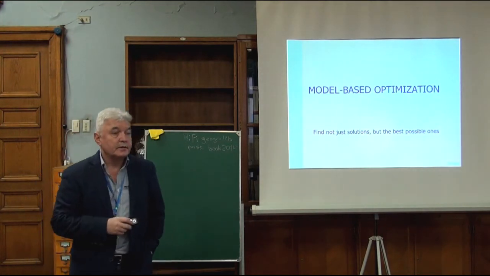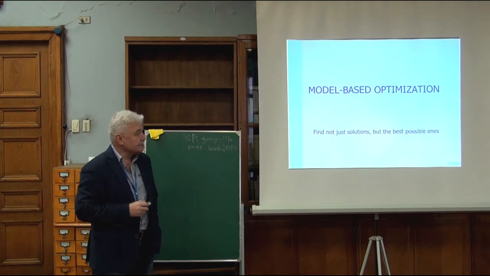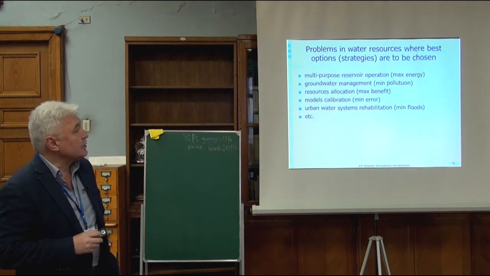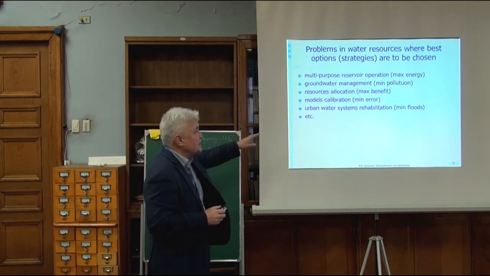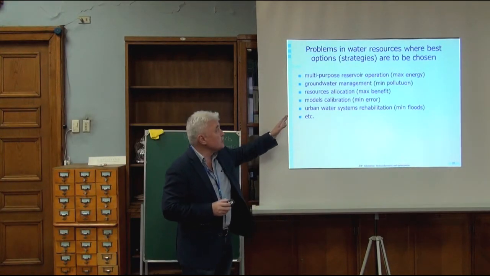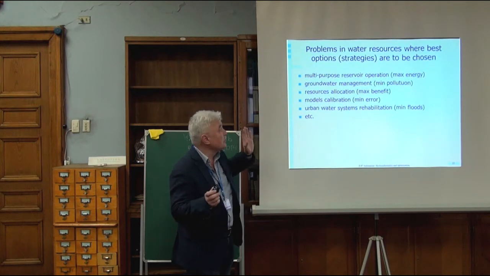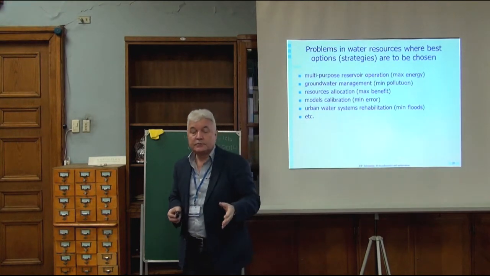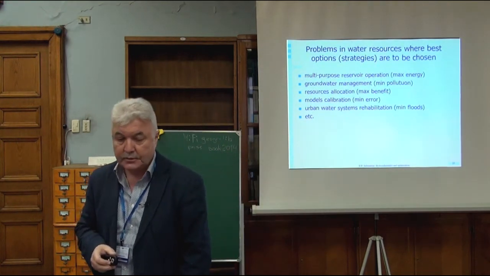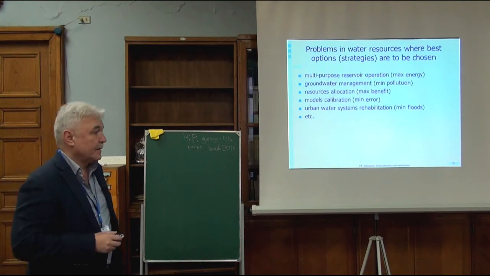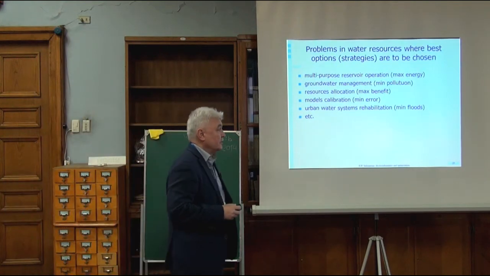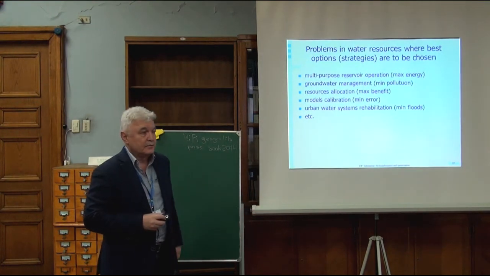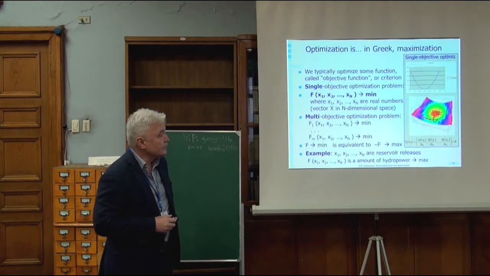So model-based optimization. So that's the main thrust of this lecture. So problems of water-based optimization are many. For example, multi-purpose reservoir operation, groundwater management, resources allocation, models calibration, minimize error, and urban water systems, like drainage system in the cities. Ливневая канализация, правильно называется? How to optimize its work.